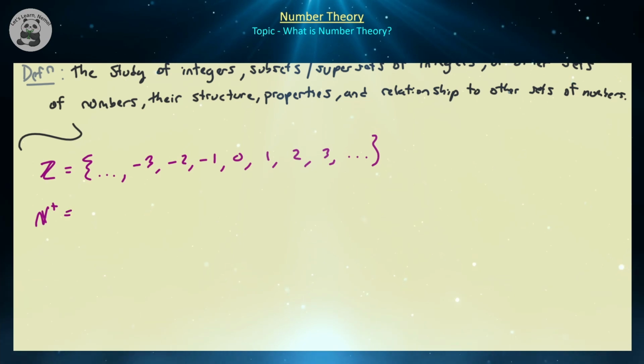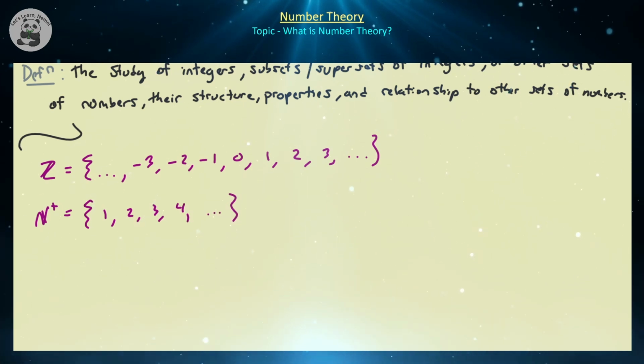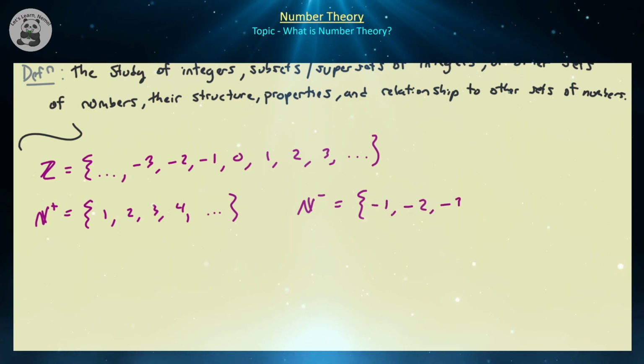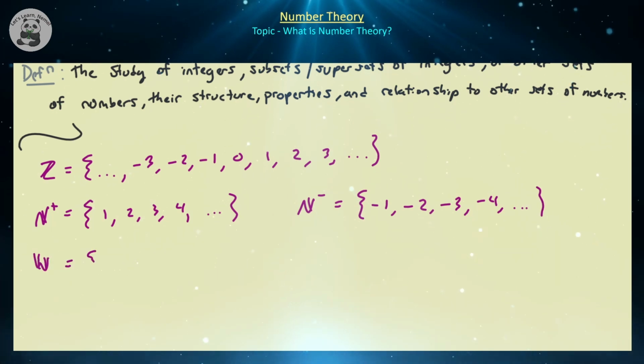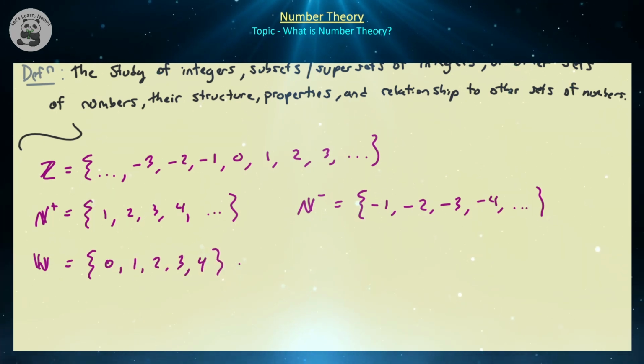We also have the positive set of natural numbers, some people just call them the set of natural numbers, which is 1, 2, 3, 4, and so on. If we denote this as N plus, then a natural notation would be N minus, which is the opposites of the set of natural numbers: -1, -2, -3, -4, and so on in the negative direction. And then the set of whole numbers, which is just fancy set W, which would be 0, 1, 2, 3, 4, which is precisely equal to the set of positive natural numbers unionized with the number 0.